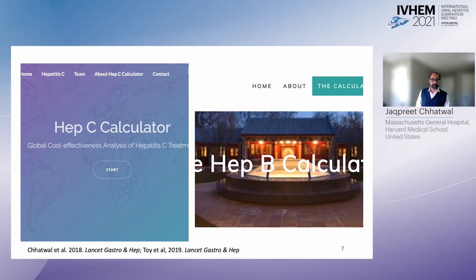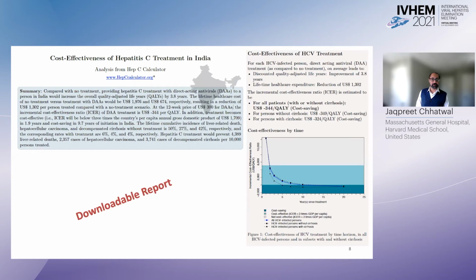There's an example of the hepatitis C calculator, which also allows a downloadable report, which can be used for discussions with the executives and stakeholders, which can inform the benefit of investing in hepatitis C treatment.